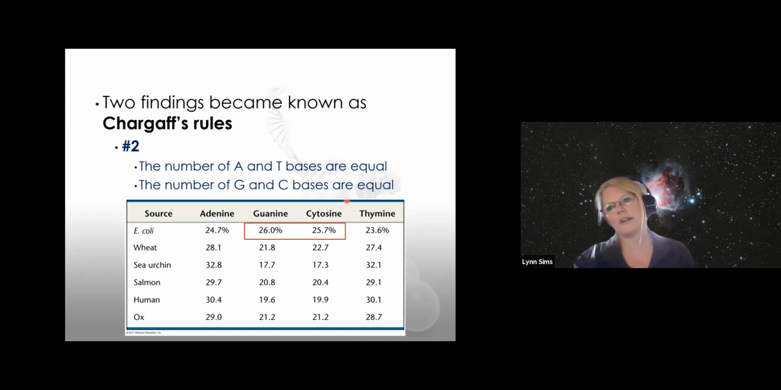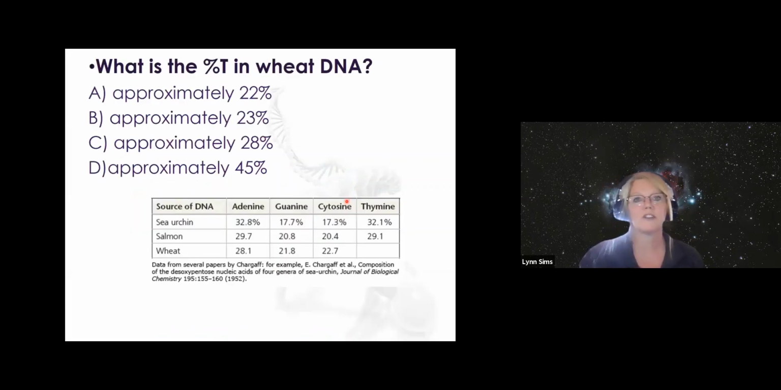So I have a question, and this might be a sample question that you might actually see on a test. Here it says, what is the percent thymine in wheat DNA? If you look at this table right here, you're given the percent of each base for sea urchin, salmon, and some of it for wheat. Now, I have a poll here. Hopefully you'll be able to see the polling and the question. So if you can, try to calculate that and then just select the answer that you come up with.